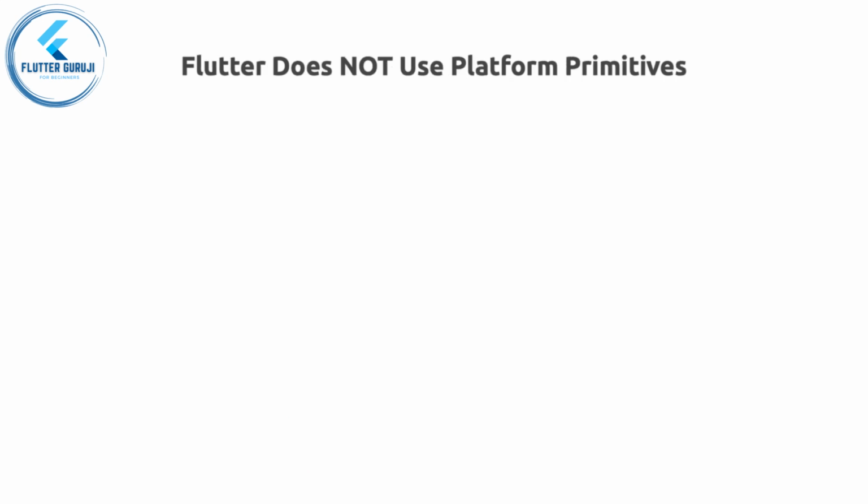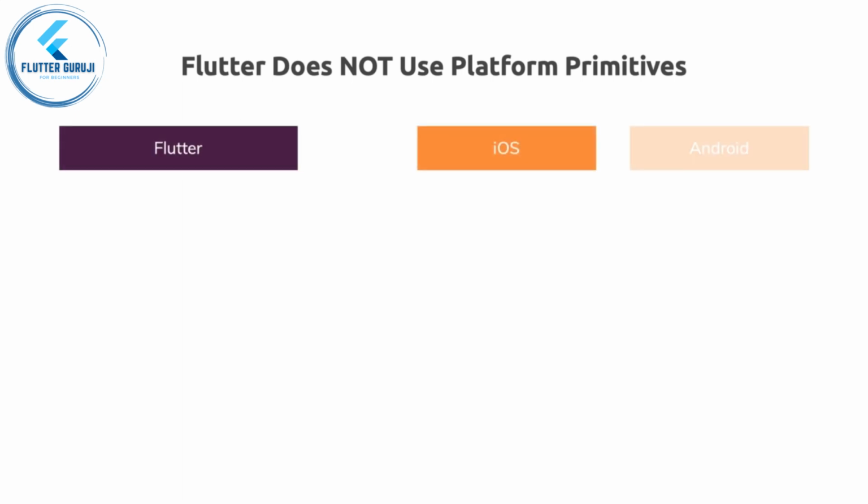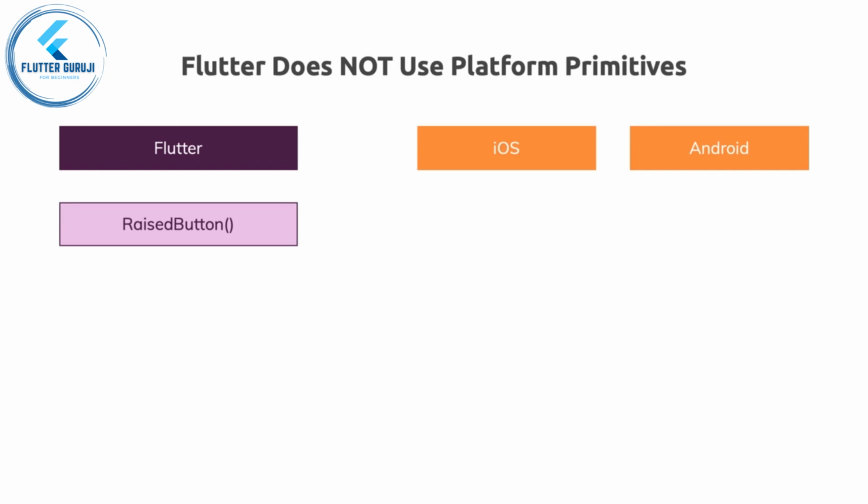Now, in case you worked before with, let's say, React Native, which is kind of an alternative to Flutter, and I'll come back to this in a second, it's important to understand that Flutter does not use platform primitives. Now, what do I mean by that? We're having our Flutter app and we're targeting iOS and Android. Now, if we want to add a button, then in Flutter, with this UI as code approach, we do so by adding a raised button.